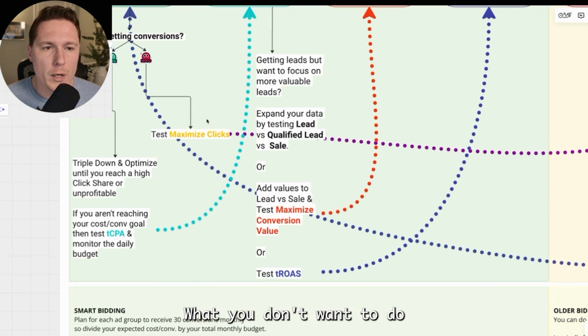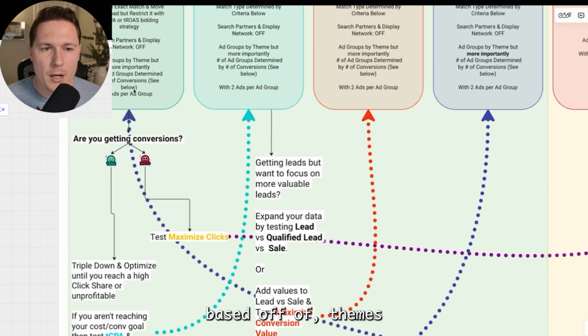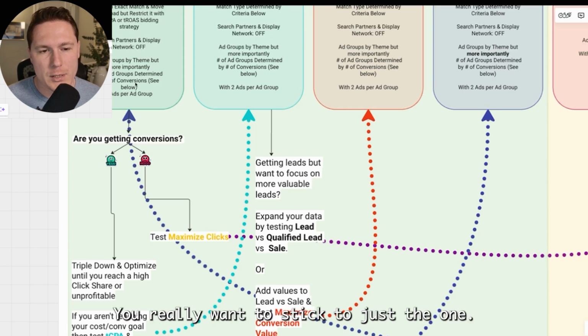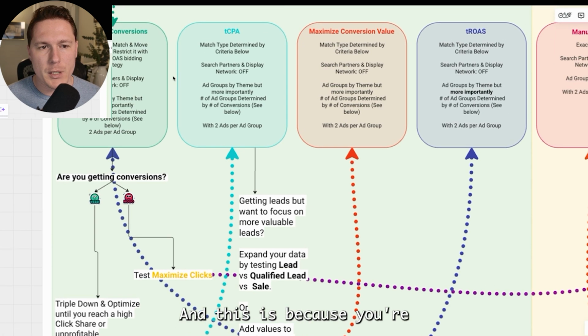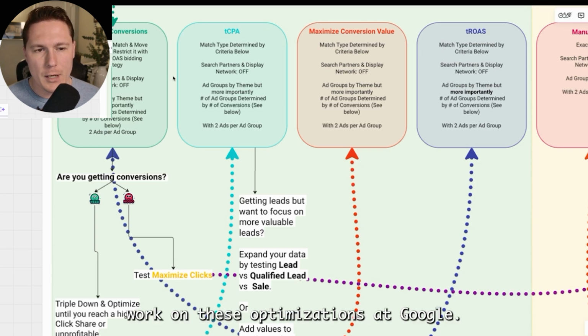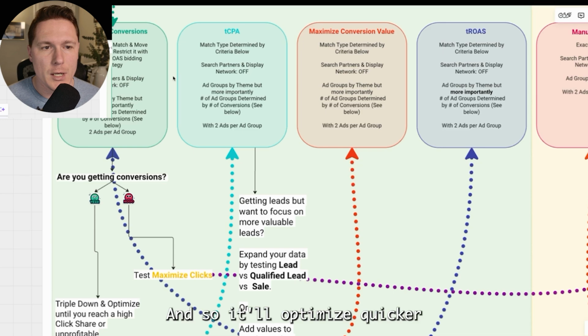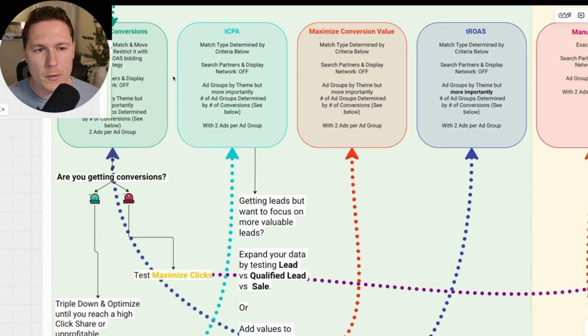What you don't want to do is add thematic ad groups based off of themes and have 5 to 6 plus ad groups, even 2 or 3. You really want to stick to just the one. And this is because you're giving Google too much to figure out and work on. The optimizations that Google works on are based off of the number of conversions. And so it'll optimize quicker if you give it fewer ad groups to work with.